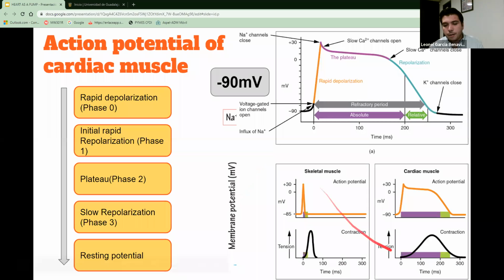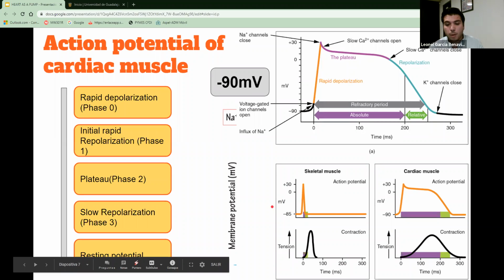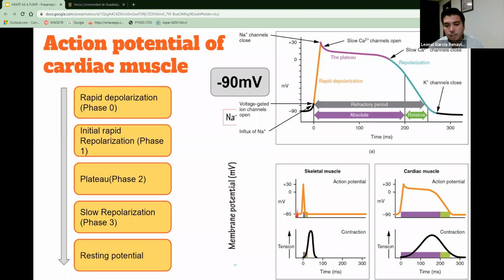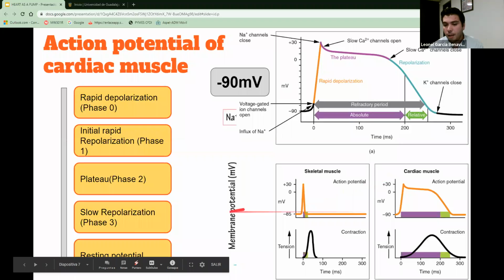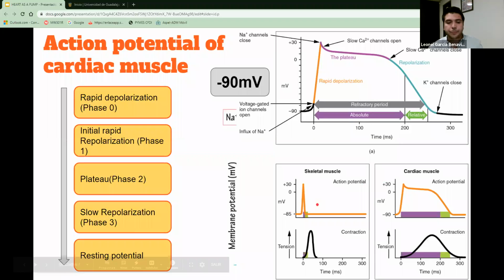Here, in this chart right here, you can see the difference of what I was explaining to you. Skeletal muscle has a rapid influx of sodium and a rapid deflux of potassium, causing it to look like a spike. It just looks like a triangle. However, in cardiac muscle, you have a plateau. So it's very different, the shape and the duration of the action potential.